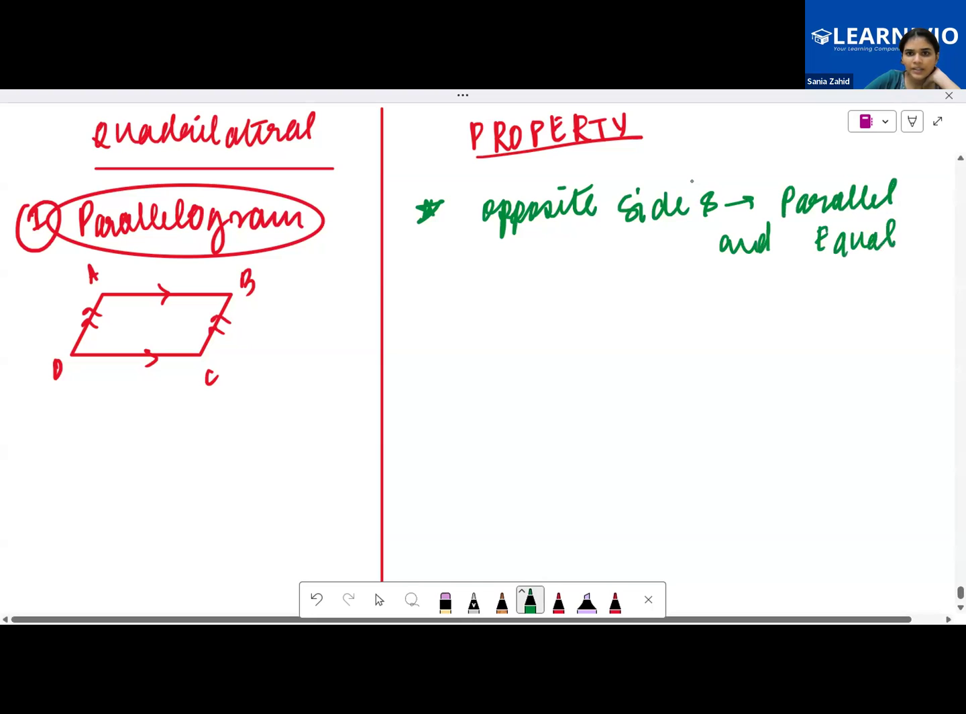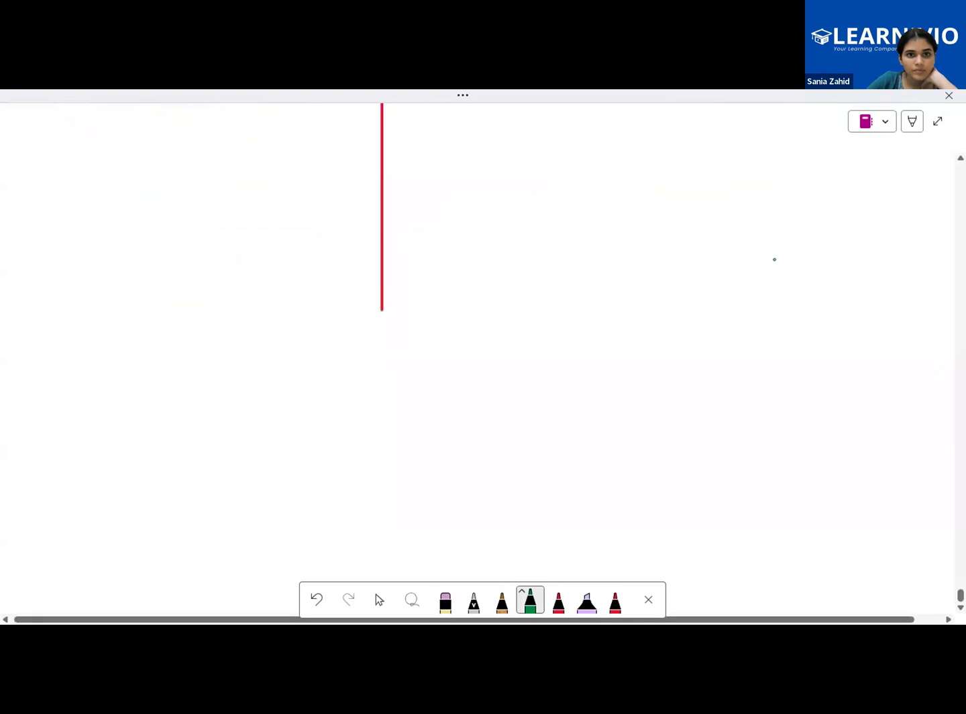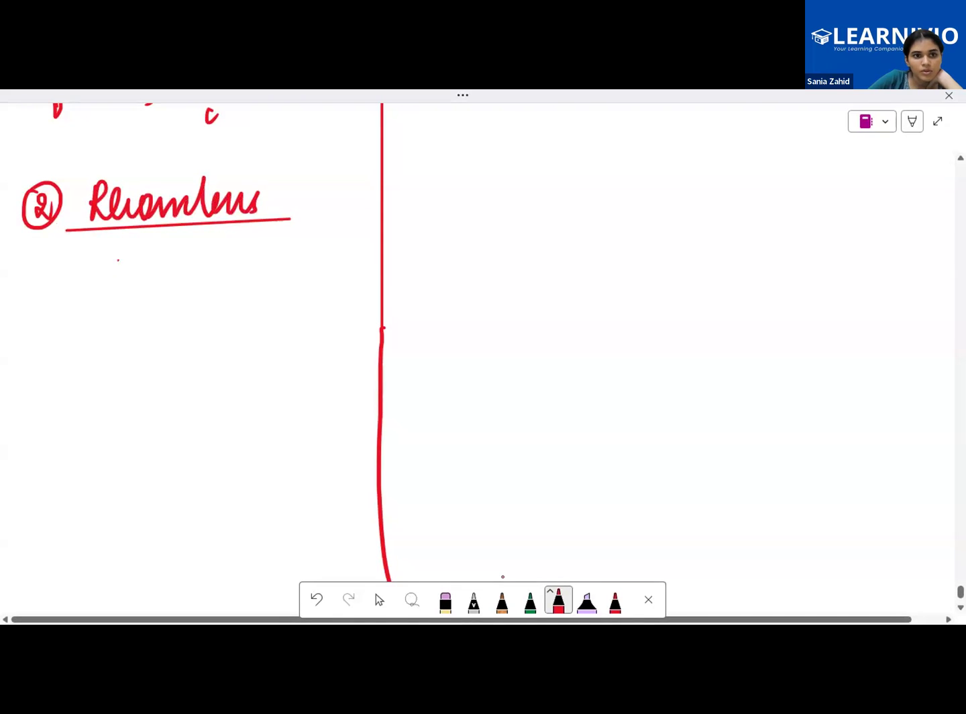Okay. What about diagonals? Amar, you tell me. Diagonals bisect each other. Yeah, just bisect, not perpendicular bisector, just bisect each other. Okay, so these are the two properties that you need to learn about a parallelogram. Now, next we have rhombus.